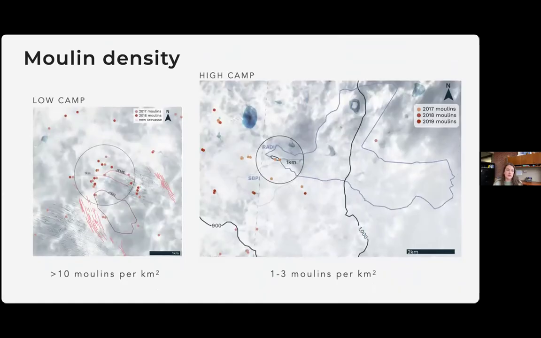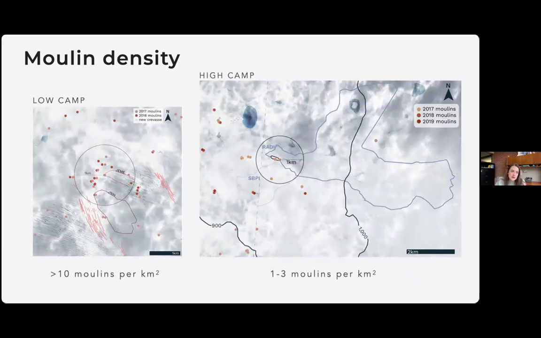And this theory is supported by just the moulin density if we look at our two areas. So on the left, we have our low campsite where we can see all these different colored dots indicate the locations of moulins in either 2017 or 2018, and the red lines are crevasses that have recently formed over that year.